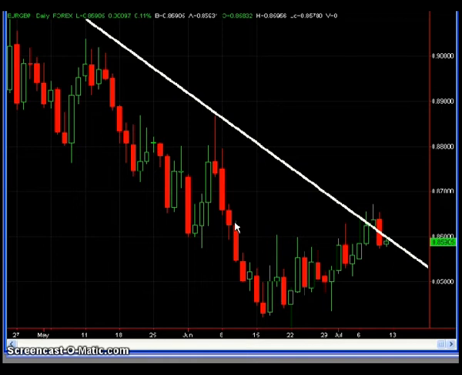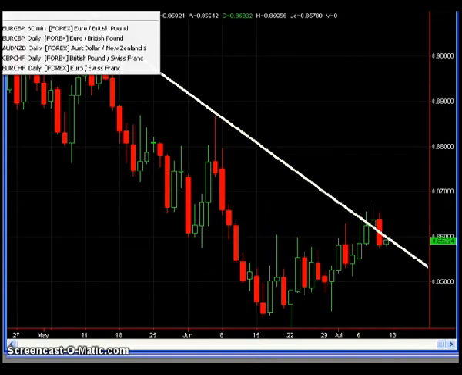So as of right now, again, I have a slight bearish bias, but if prices penetrate again, even just a few pips above this line, I would negate the trade right away and look for the next opportunity.